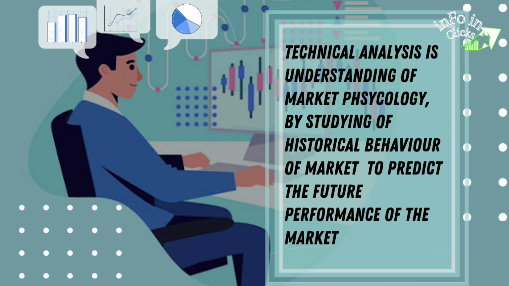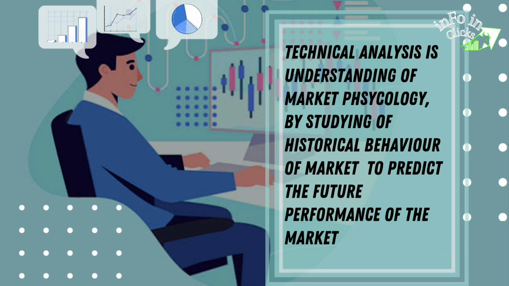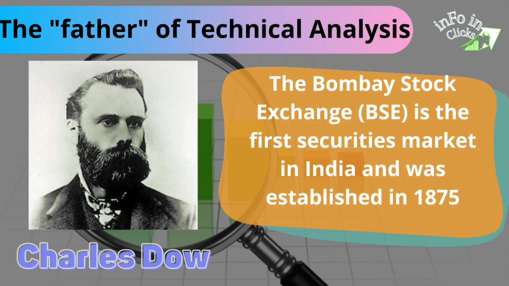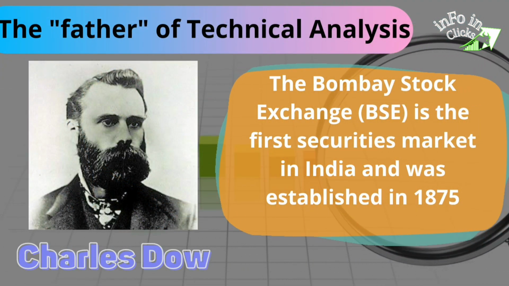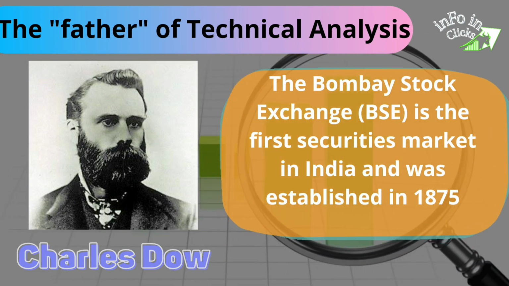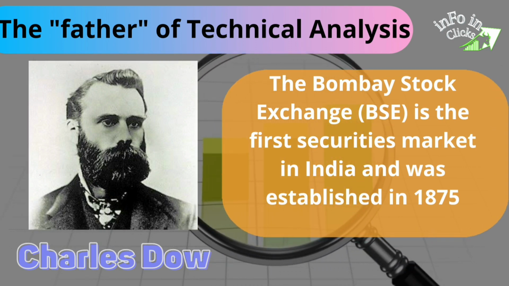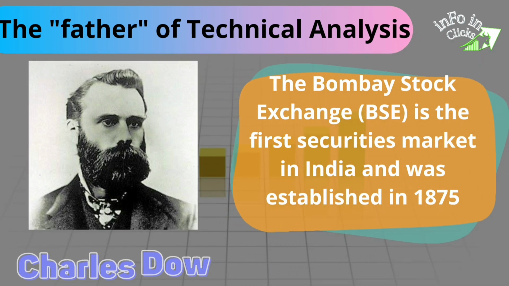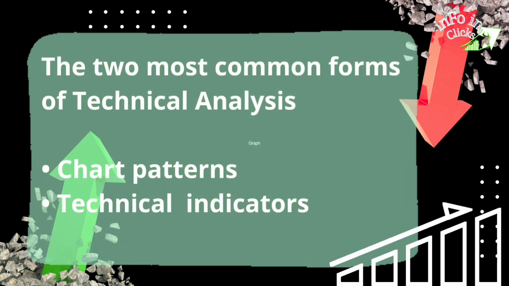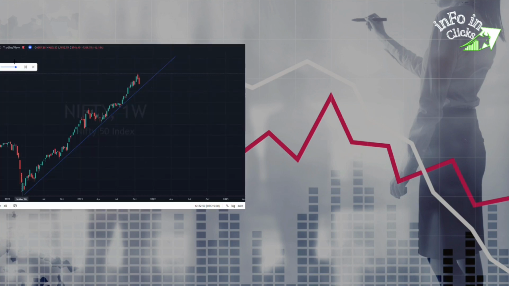We can define technical analysis as a tool which helps to understand the market movement by studying the historical patterns already created in the stock market. The basics of technical analysis were founded by the famous journalist Charles Dow of the Wall Street Journal. Chart patterns and technical indicators are the two main forms used in technical analysis. Let's look into some examples of chart patterns as well as some indicators.